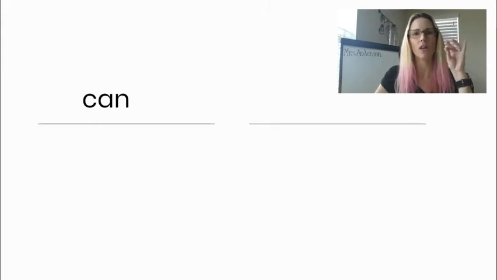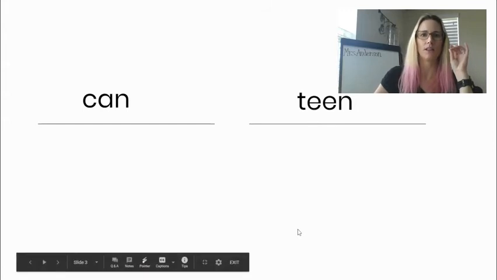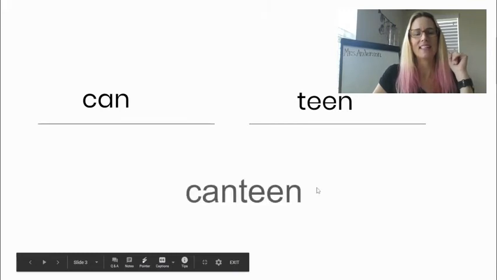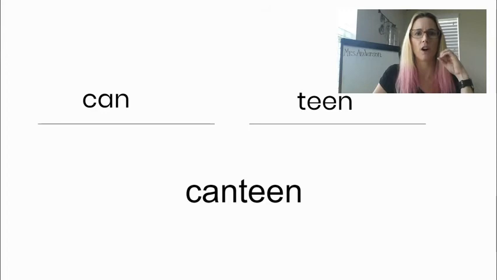Teen, t-e-n. So there's my long E. That's where my vowel team is going to be. And this time we spell teen with the E-E vowel team. So we put this together to make canteen. And a canteen is a container for liquid. So we are going to have a coffee canteen in the story. When you go hiking, you might have a water canteen as well.